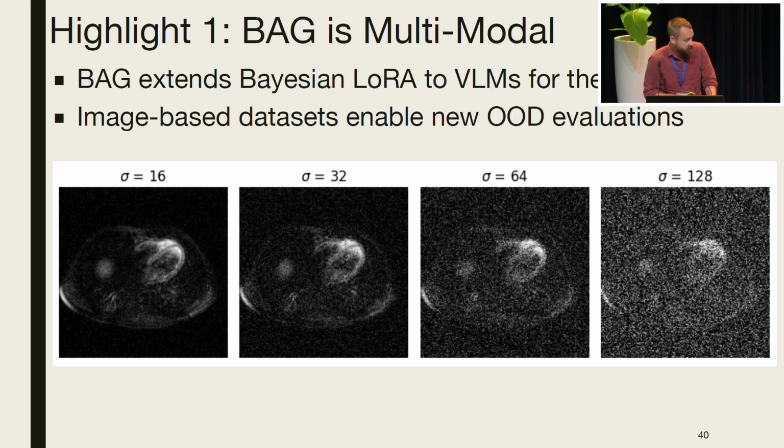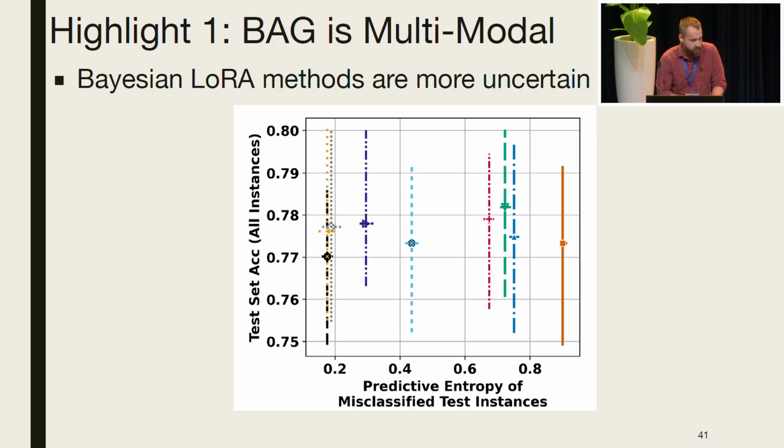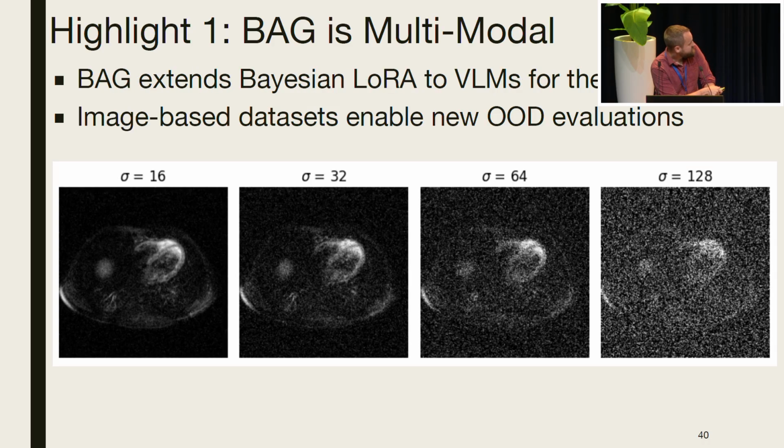So here I'm showing an example of the SLAKE data set, which is a medical imaging data set in BAG. I think this is a CT scan of a spleen, but I'm honestly not 100% sure. But we can add an arbitrary amount of Gaussian noise to study how the model responds to different out-of-distribution data. So I'll show an example of this here. So this was using this super noisy data here.